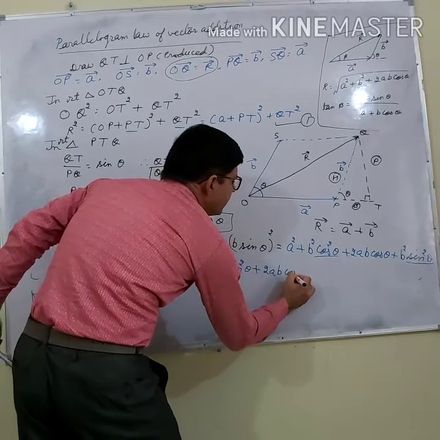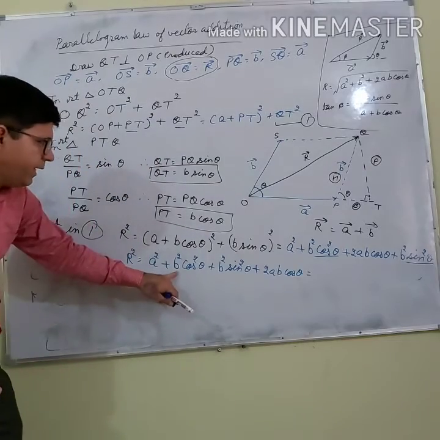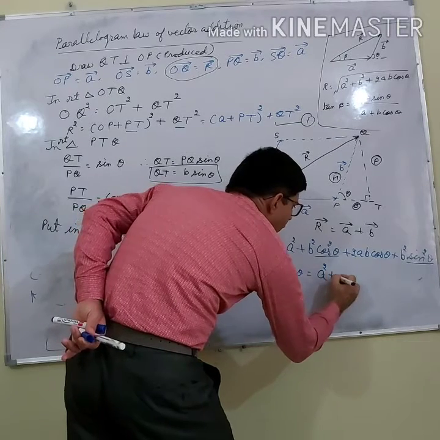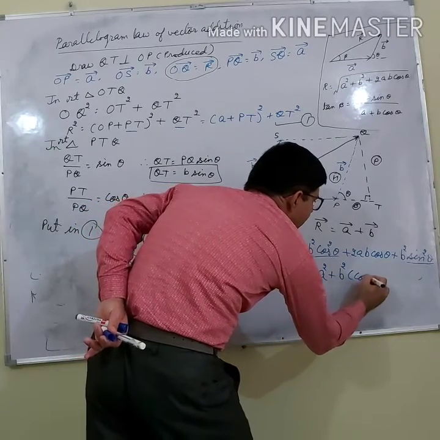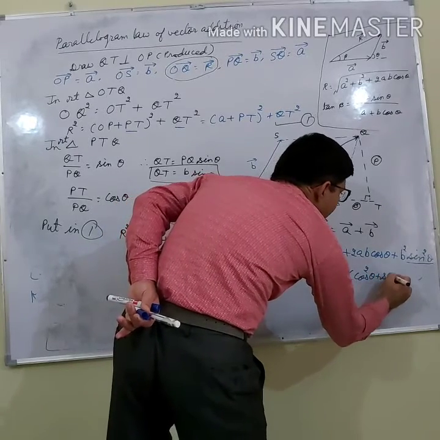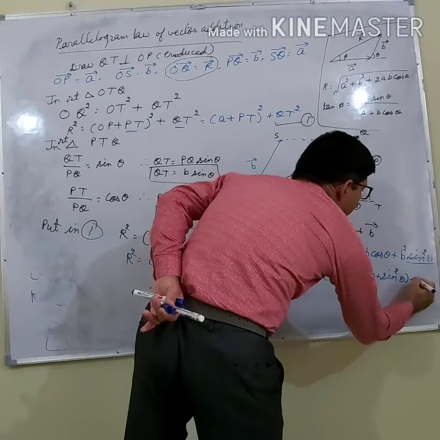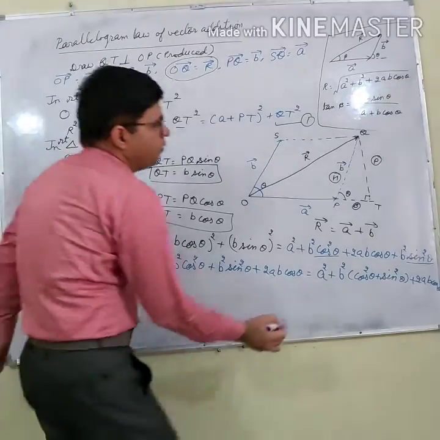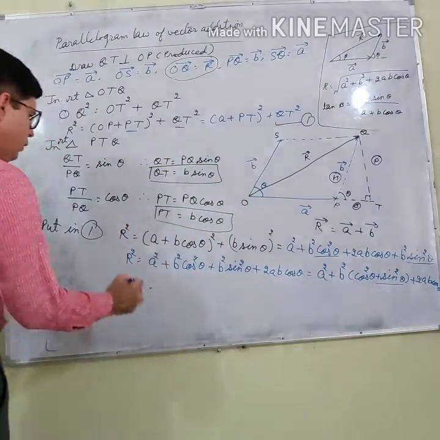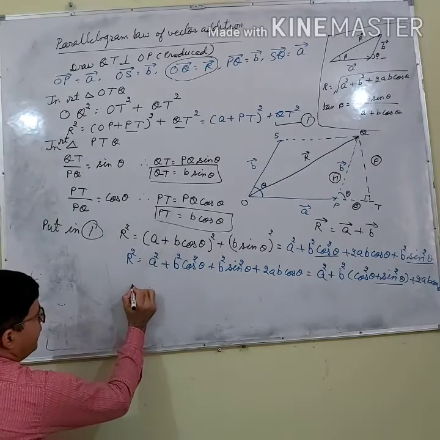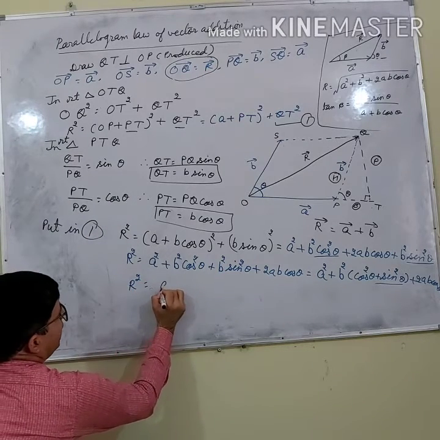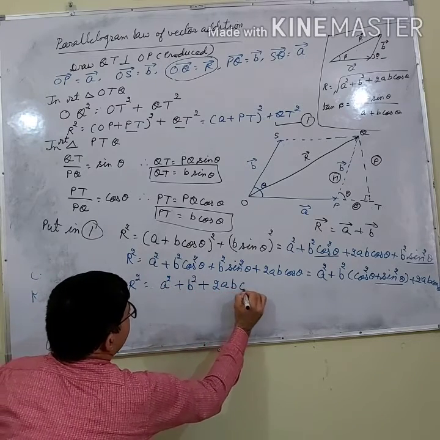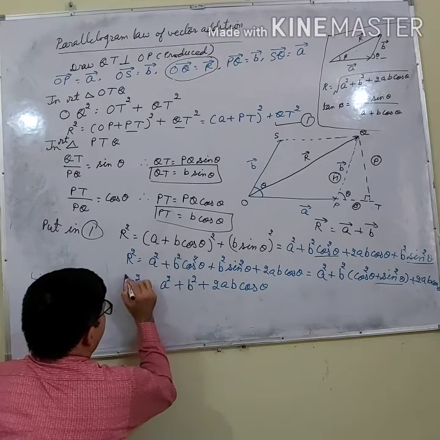What can I do? I can take B square common. So I can write A square plus B square into cos square theta plus sin square theta plus 2AB cos theta. And what is cos square theta plus sin square theta? 1. So I can write R square equals A square plus B square plus 2AB cos theta. Right?